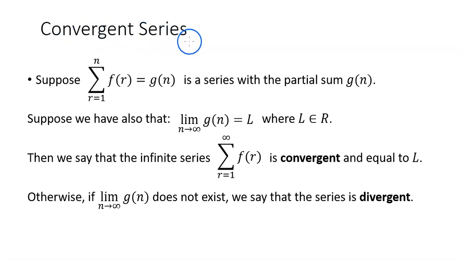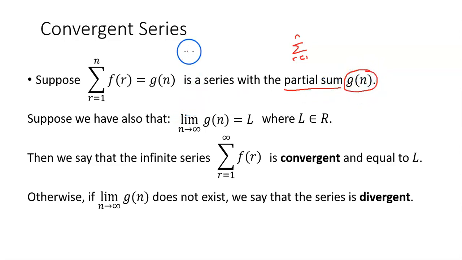Convergent series. Suppose that the sum from r equals 1 to n of f of r is equal to g of n, and it's a series with the partial sum g of n. So we say partial sum. Partial sum means just the sum starting at r equals 1 and ending at a particular point. And so we call this partial sum here g of n.